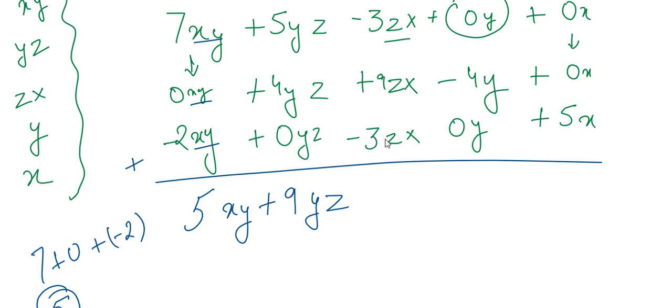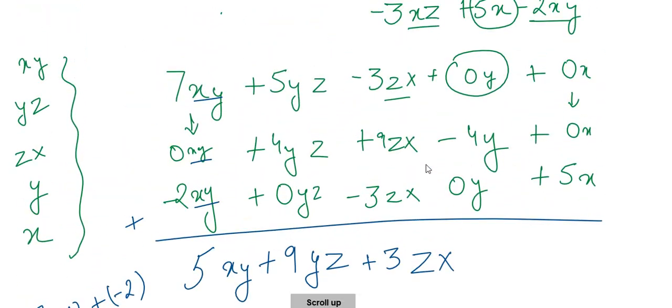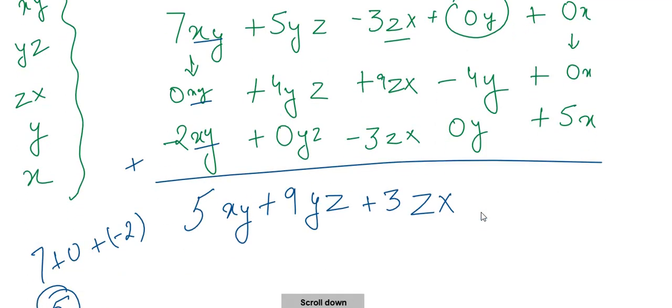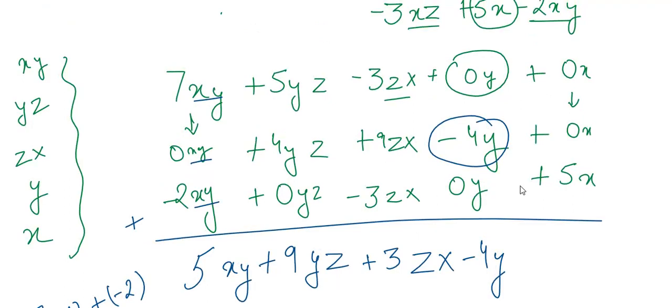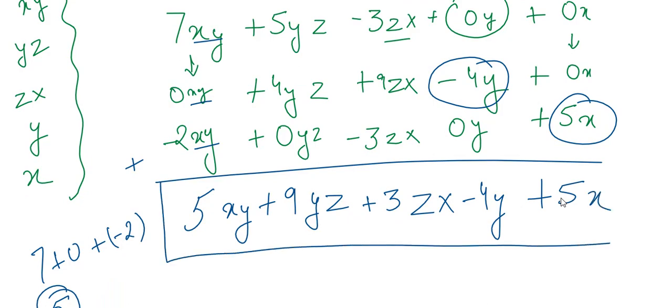Okay, let me deal with zx. I have minus 3 plus 9 minus 3. So what would I be having? Plus 3, so I would get plus 3zx. And let us quickly deal with y: 0y, minus 4y, 0y. So I would be having only this term, minus 4y. Here I have 0x, 0x and 5x, so I would be having just plus 5x. So finally I would get this, the blue written stuff is my required answer.